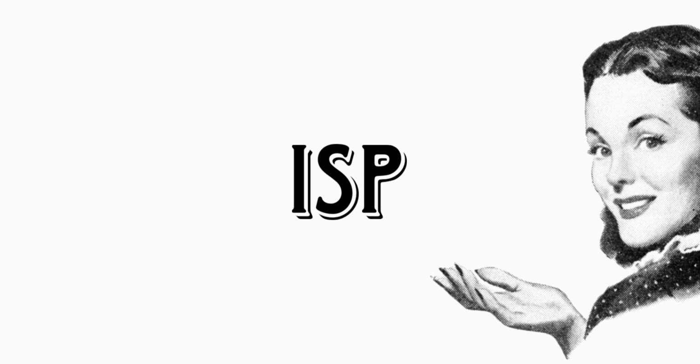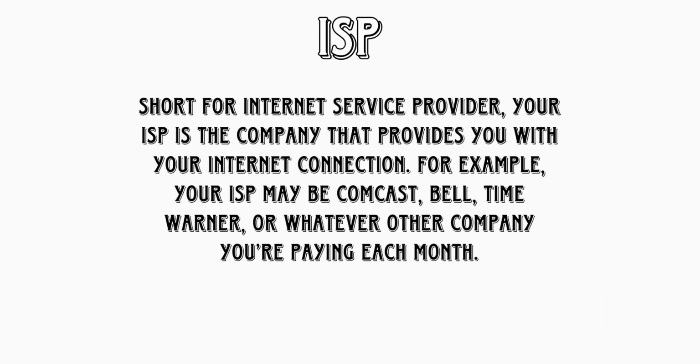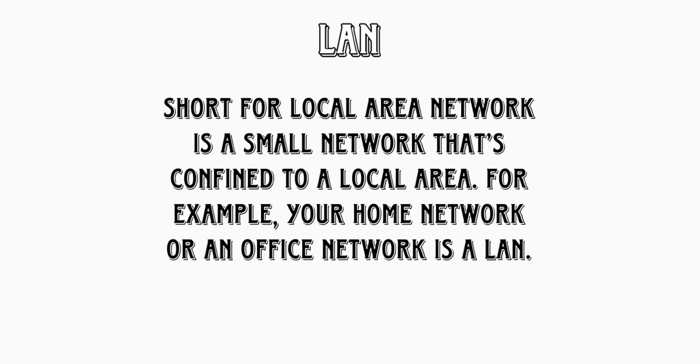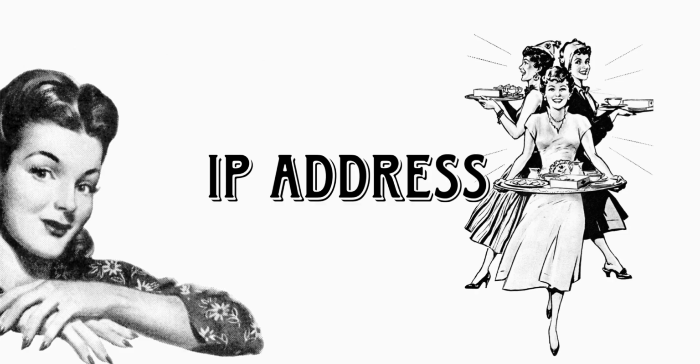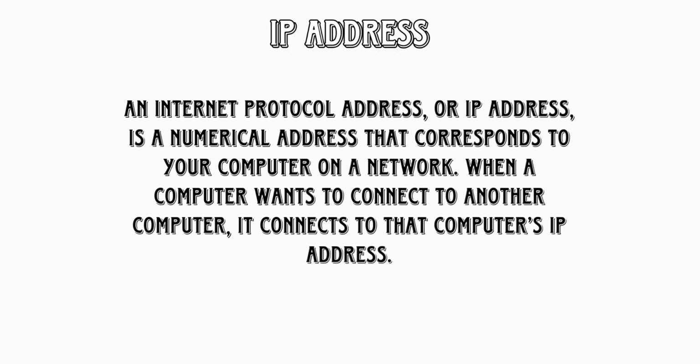ISP. What is an ISP? Your ISP is the company that provides you with the internet connection. Your ISP may be Comcast, Bell, Time Warner, or whatever company you're paying each month. LAN, short for Local Area Network, is a small network that's confined to a local area. For example, your home network or an office network is a LAN. IP address, an Internet Protocol address, is a numerical address that corresponds to your computer on a network. When a computer wants to connect to another computer, it connects to that computer's IP address.